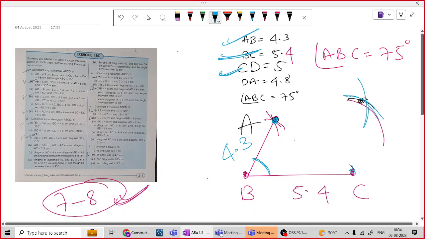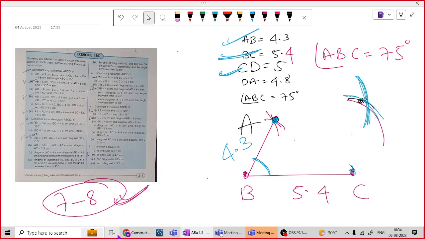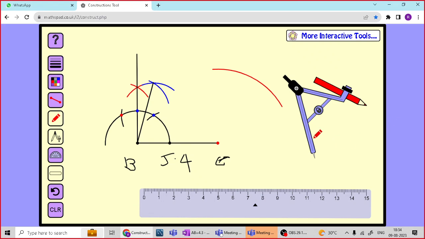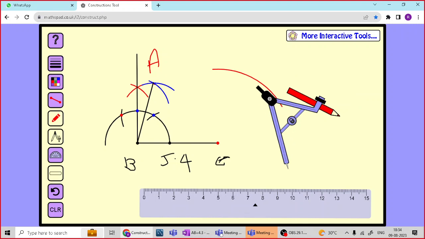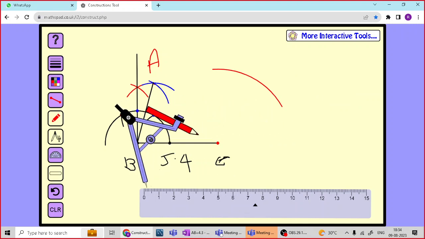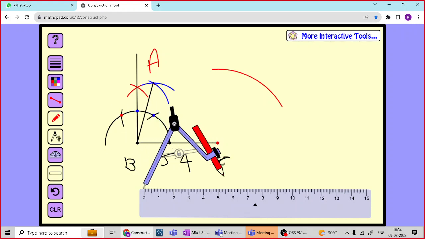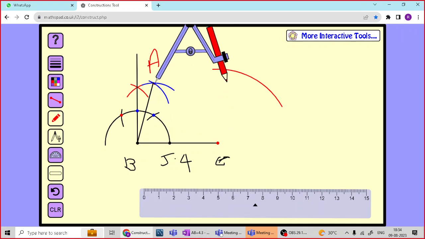4.8, sir. Okay, from A take 4.8 and cut an arc like this. You get D. Look here, I'll show it here. What should DA be? What's the value of DA? 4.8, sir. Okay, our A is here. This is point A. Then take 4.8. Where should I place this? On point A, and construct an arc.